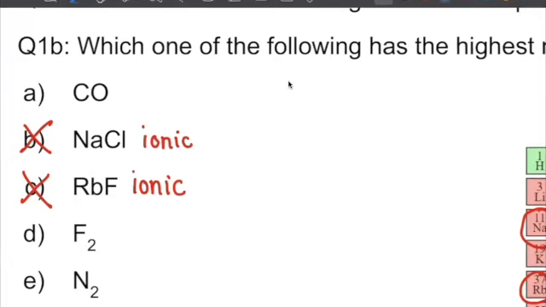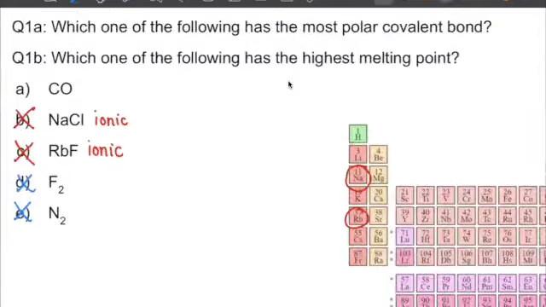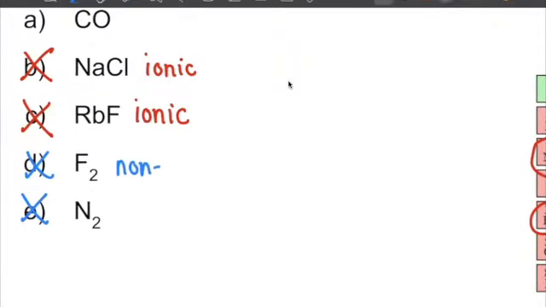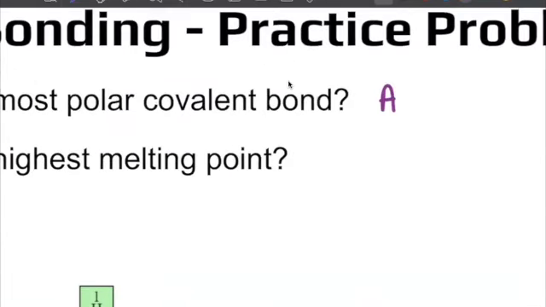And then we also know that we can eliminate D and E because these are a bond between two of the same atoms. So they're going to have no difference in electronegativity at all, and that's going to give us a nonpolar covalent bond. So then that leads us to saying that our answer for question A is answer A.